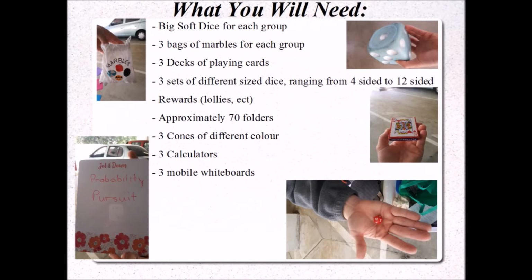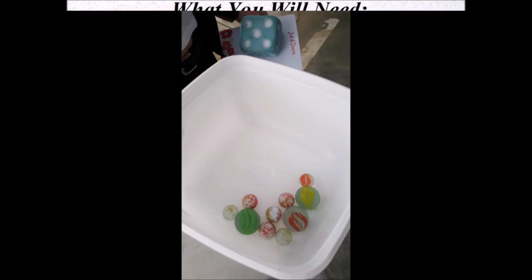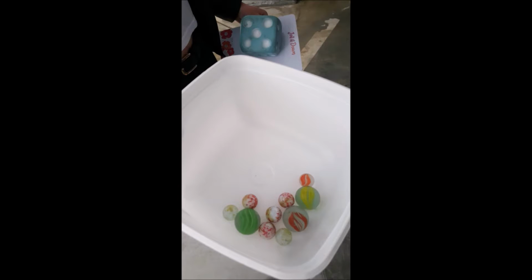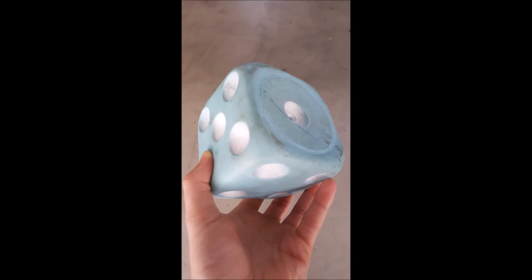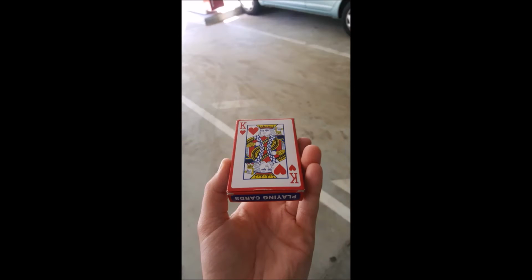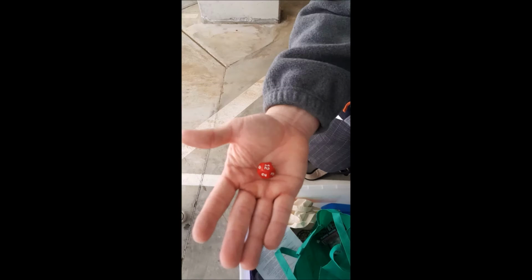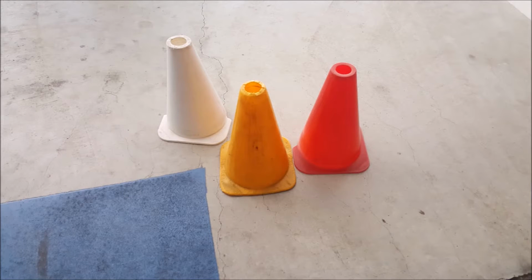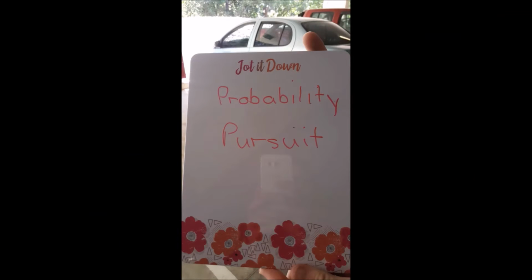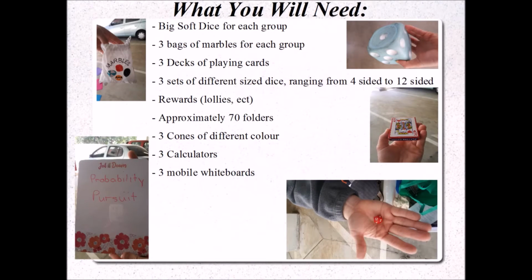What you will need to recreate our activity is a box of marbles for assigning students to their teams. Each team will need a large six-sided dice, a bag of marbles, a deck of cards, multiple dice of different sides, rewards for during the activity, coloured cones to represent their place on the board, a calculator, and a personal whiteboard. To set up the board, you will need approximately 70 folders with multiple questions placed within. Make sure you have all of these items ready before the activity day.